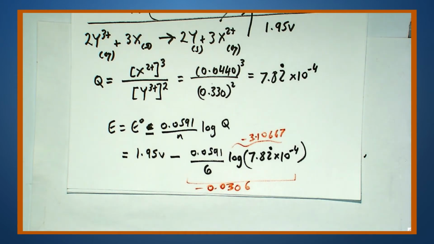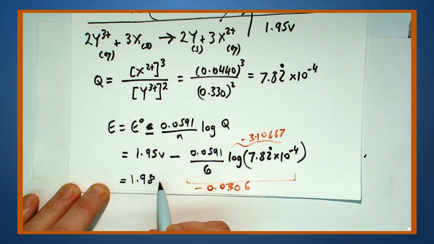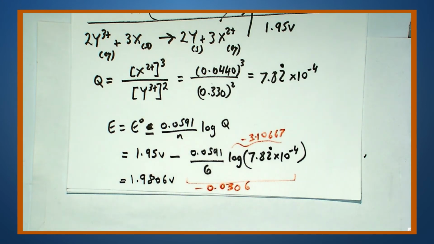So I just now have to subtract that. But since this is negative and this is negative, that means we add it, of course. So now we're going to put those two together and we get 1.9806 volts. And the answer comes out as 1.981. So there we go. That's a Nernst equation question.